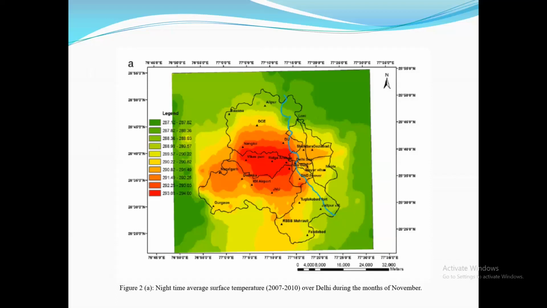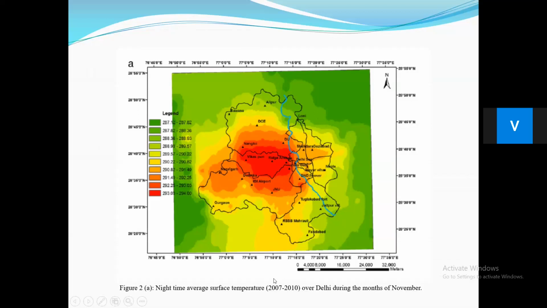So this is a typical urban heat island formation over the city of Delhi during the month of November.